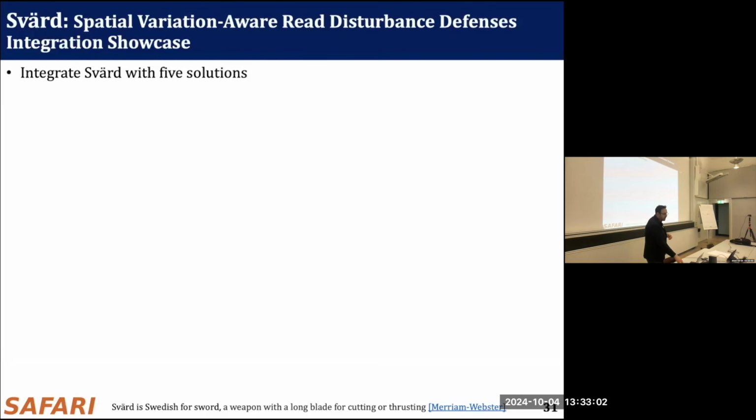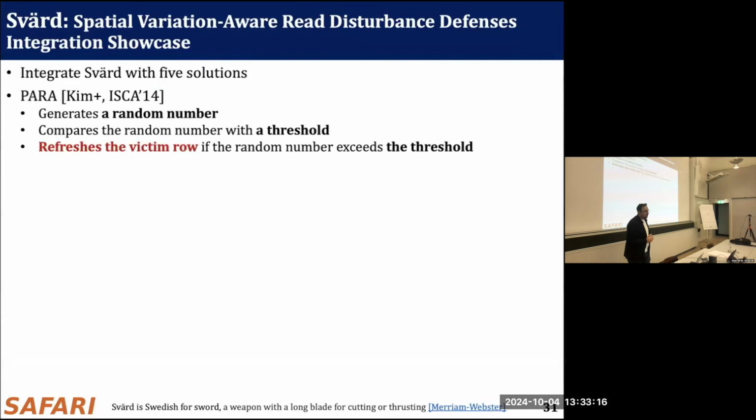So we can integrate Svärd with any given solution today. I think it might sound like a bold claim, but I can substantiate it if necessary. But in this paper, we cannot test with all the mechanisms in the world, right? So we chose 5 solutions that are relatively new and state of the art, and we integrate Svärd with those solutions. The first one is Para.